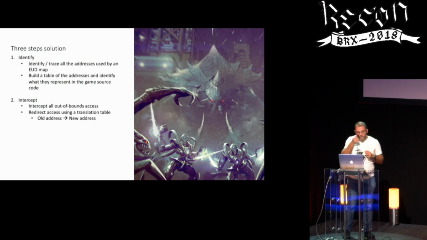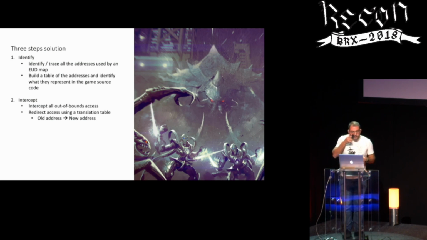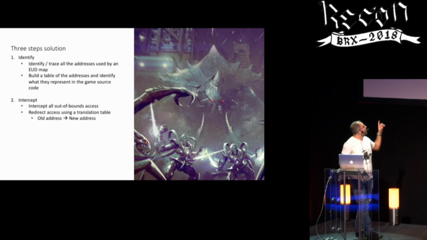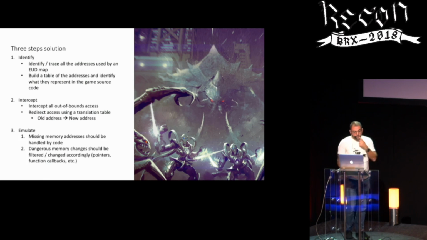After I identify everything, I had to intercept and emulate any out-of-bound index. I had to emulate and then do the translation from an old address to the new address in the game. And this is the interception part. The emulation part, basically, if there are memory addresses that existed in the old game, they don't have equivalent in the new games, they have to be handled by code.